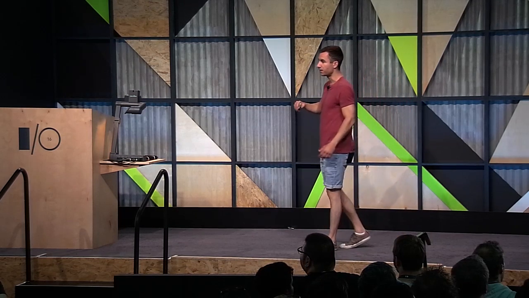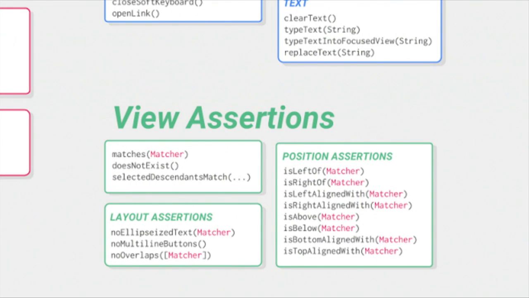But at the same time, if you really want to check that a certain view is displayed somewhere on the screen relative to another view, we do provide position assertions. They're relative, so they're easier to maintain. If you just need to make sure that a button is next to a text view or below it, then you can use the position assertions.